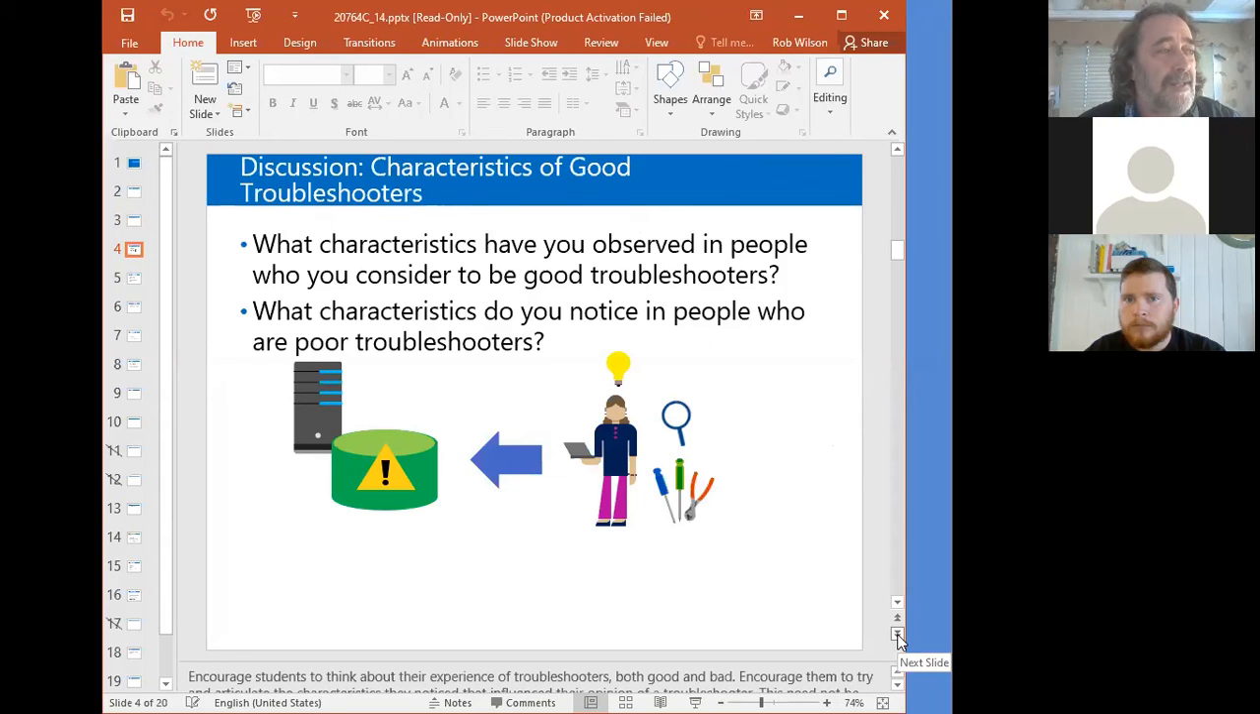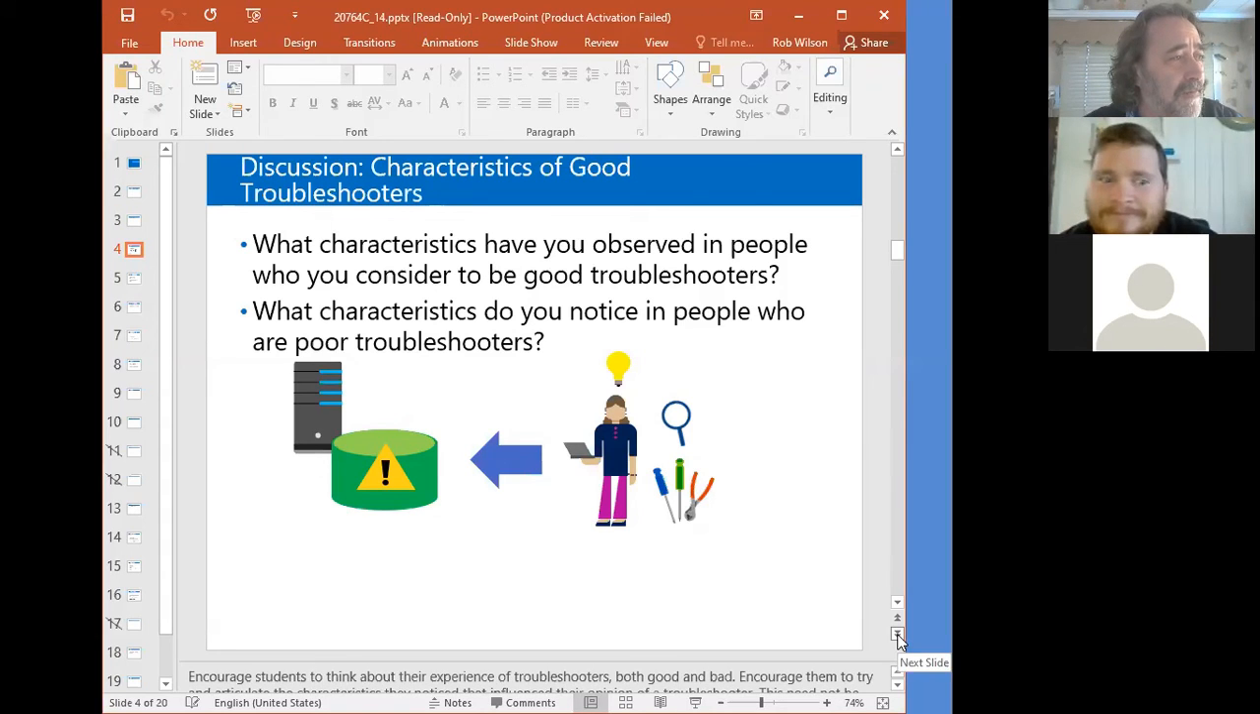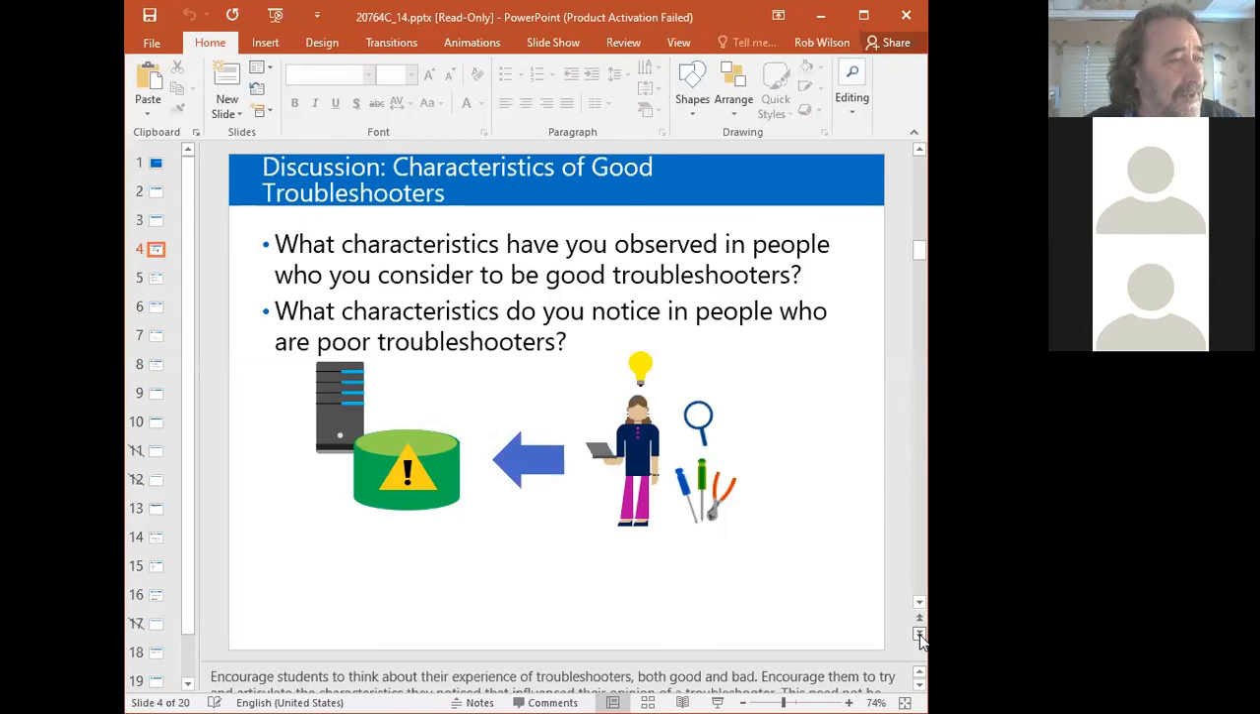Okay, so let's try to have a conversation. So I will express my opinions, and if anybody wants to jump in about troubleshooting and characteristics. So first point here, what characteristics have you observed in people who you consider to be good troubleshooters? So the first thing, cool as a cucumber. If something's going sideways, it's not going to do the troubleshooter any good if they're freaking out. So just embracing the problem, being calm.